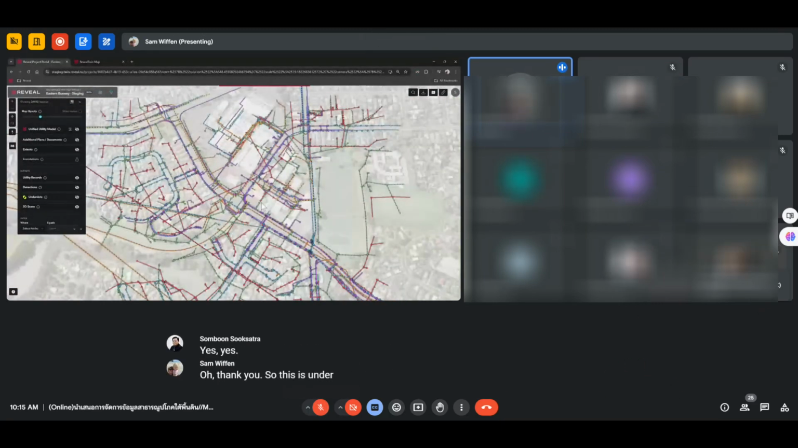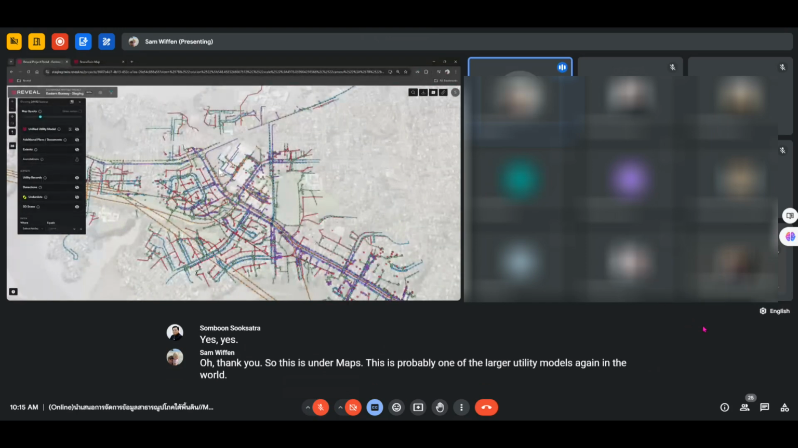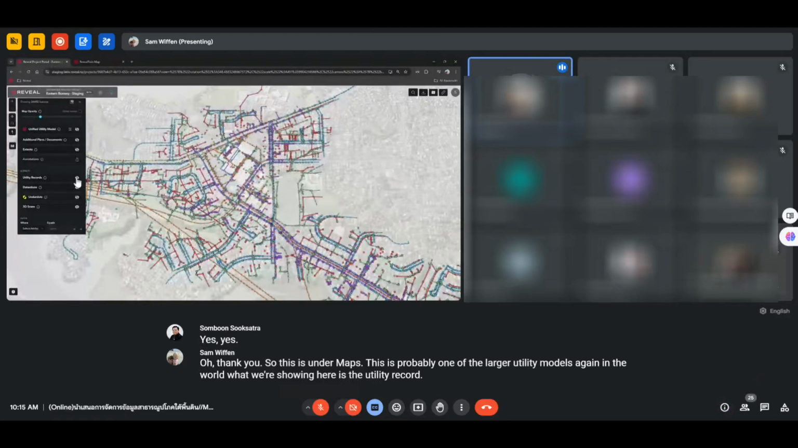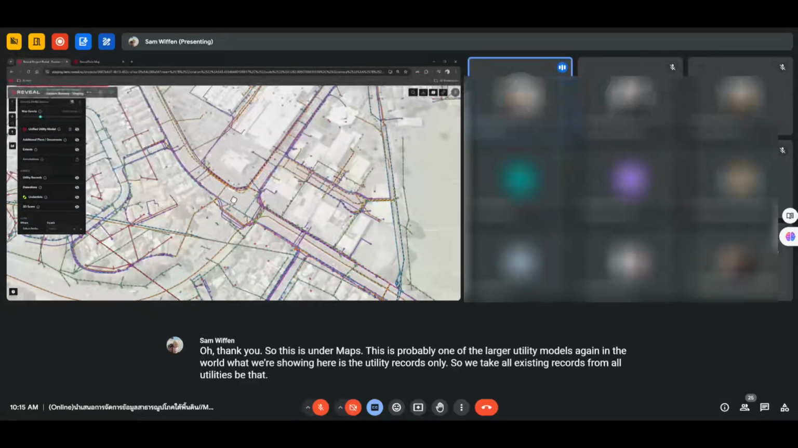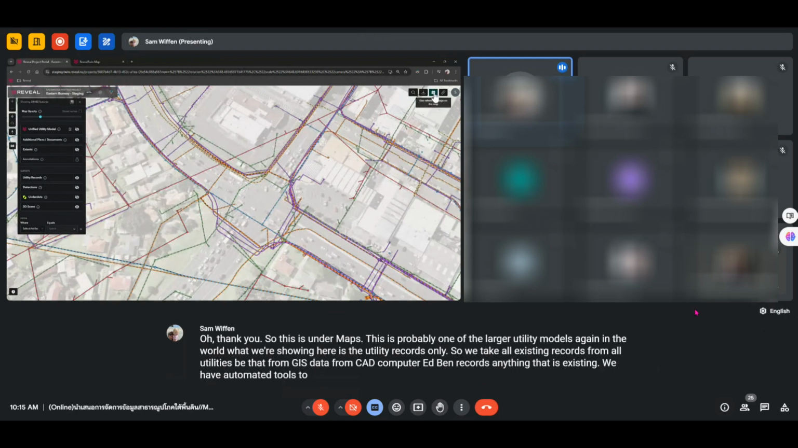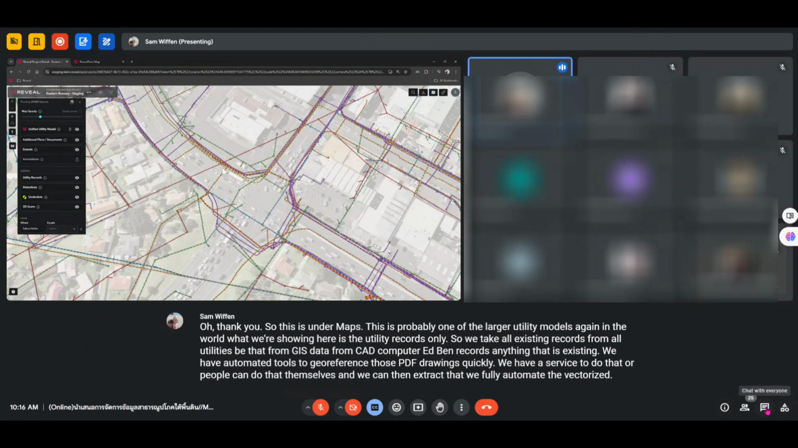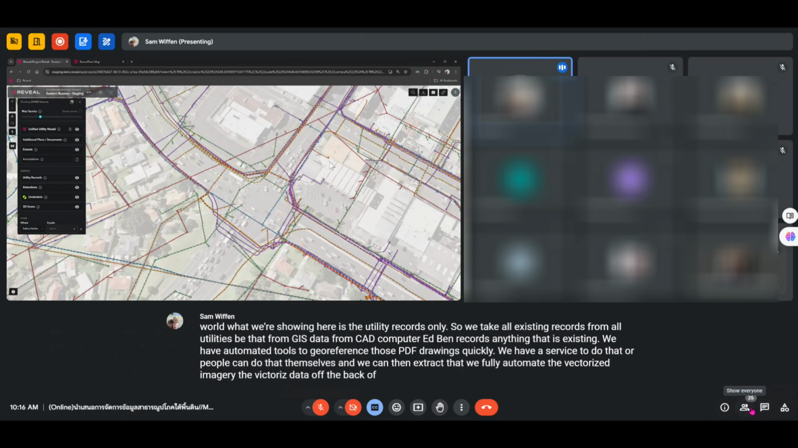So this is Undermaps. This is probably one of the larger utility models in the world. What we're showing here is the utility records only. So we take all existing records from all utilities, be that from GIS data, from CAD, computer-aided BIM records, anything that is existing. We have automated tools to georeference those PDF drawings quickly. We have a service to do that, or people can do that themselves, and we can then extract that. We fully automate the vectorized data off the back of that georeferencing tool.